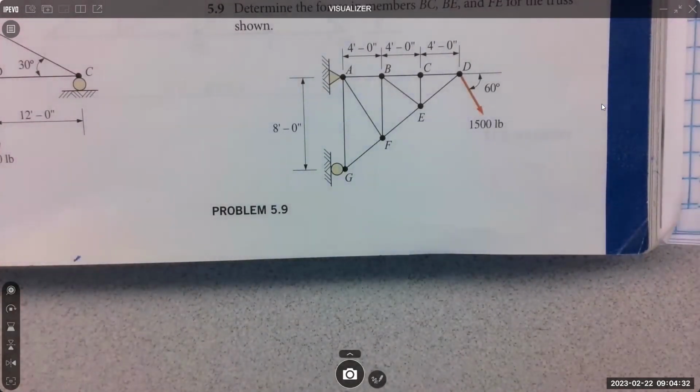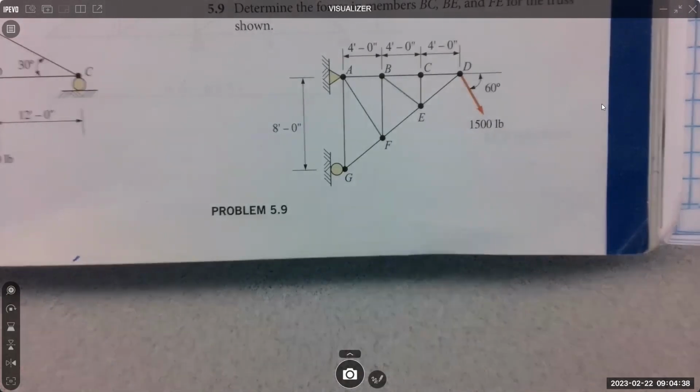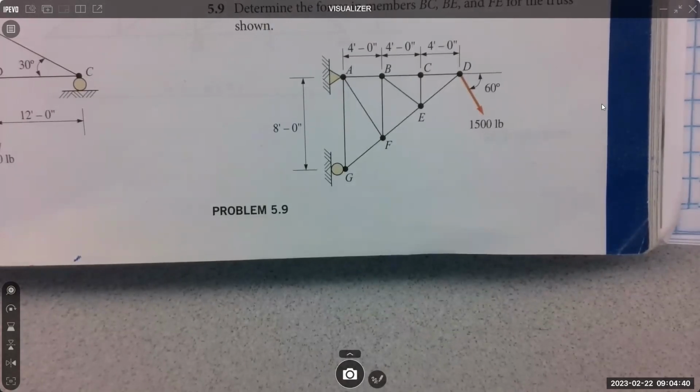Don't say anything. But what we're looking for are zero force members. So if I give you this problem and say, find all the loads in all these members, you're going to go, oh my God, huge problem, right? It's going to take me forever. But if we can spot zero force members, that really helps us. So don't say anything yet, but just look. What are we looking for?